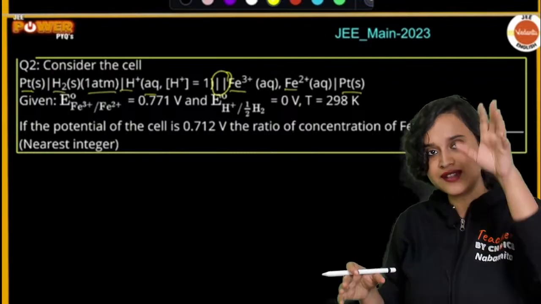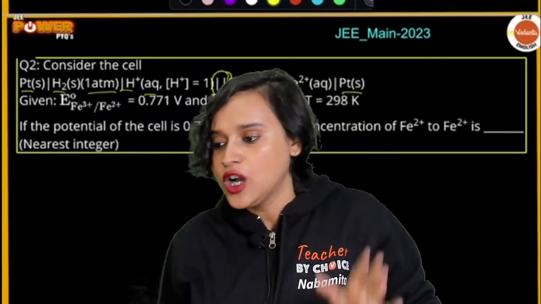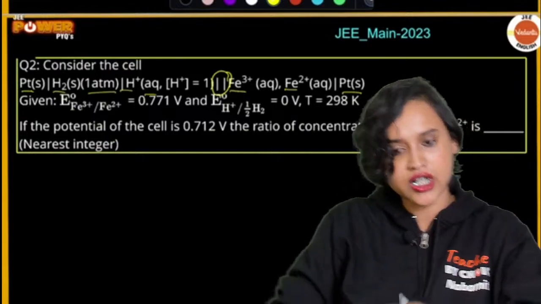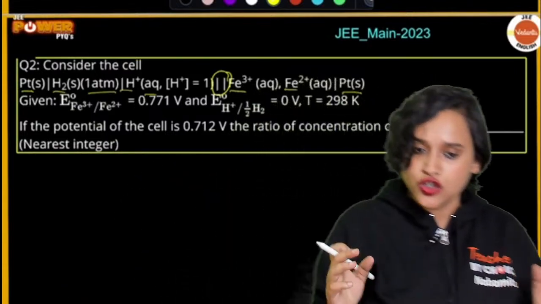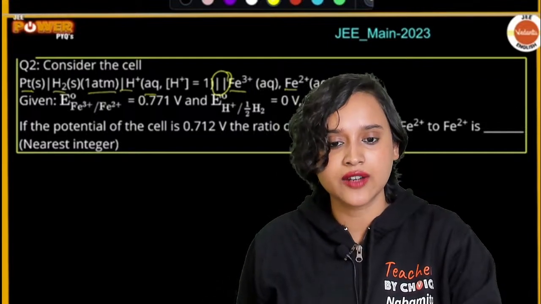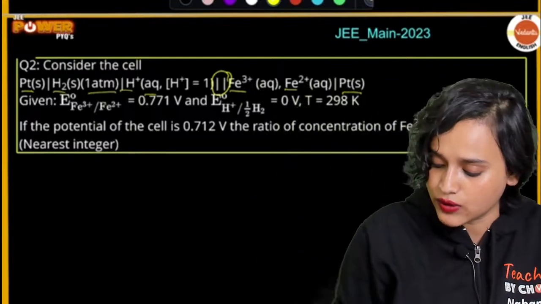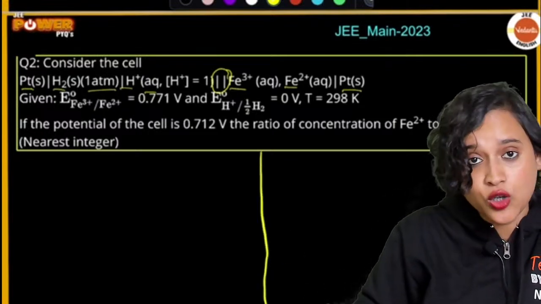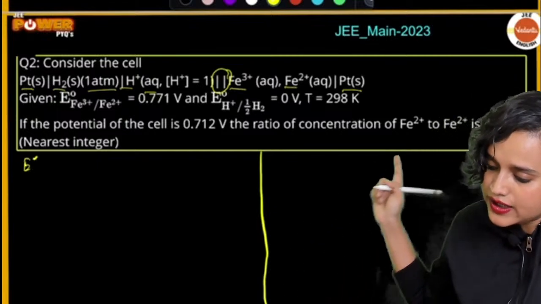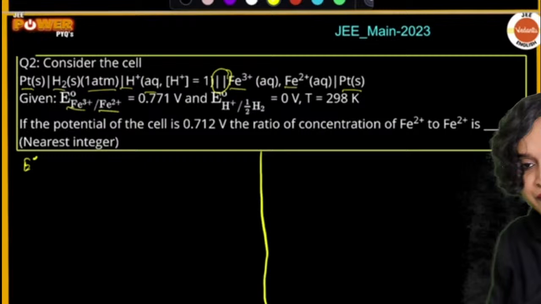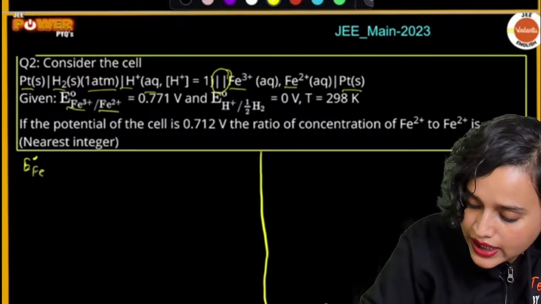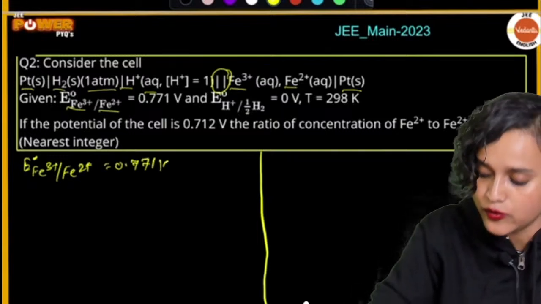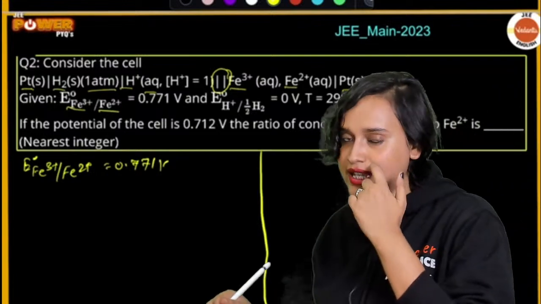So do you understand that on one side you have taken the standard hydrogen electrode? On the other side you have the ion, right? So from here, what do we understand? Chalo, let us write down the things that are given to us. First of all, you are given E naught of Fe3 plus to Fe2 plus is equal to 0.771 volt. That is given to you. Right, everyone?